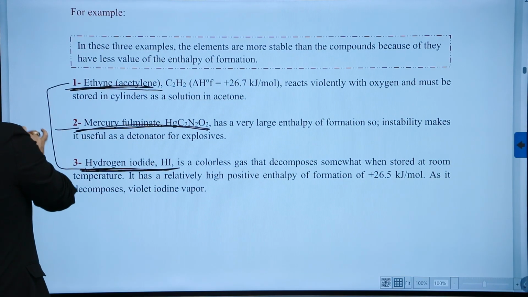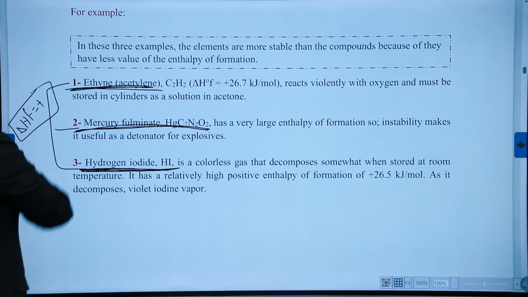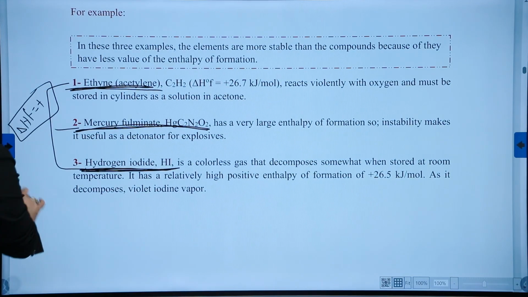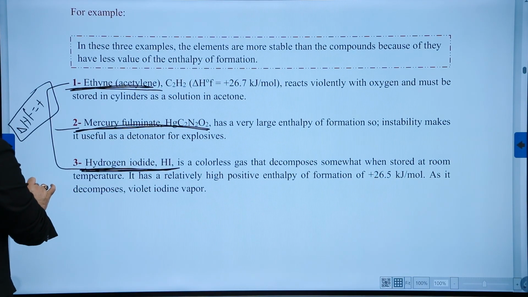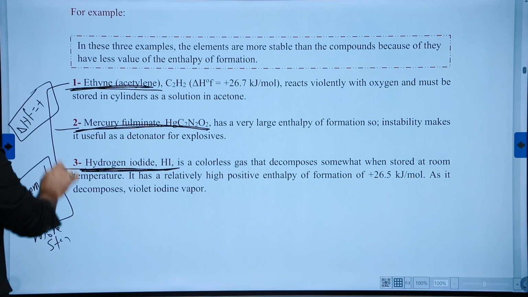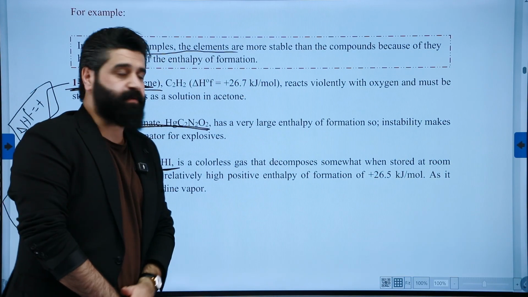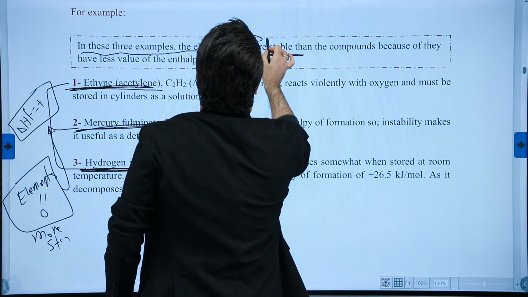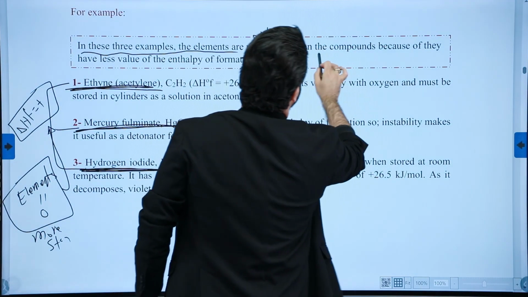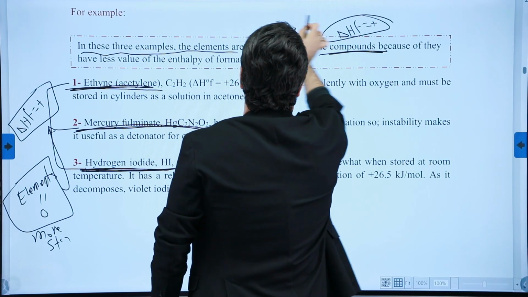For these 3 compounds, delta HF is positive. And elements are 0. That means elements are more stable compared to the compounds. Look, in these 3 examples, the elements are more stable since they have 0 value of delta HF than the compound. The compound has a positive value of delta HF.